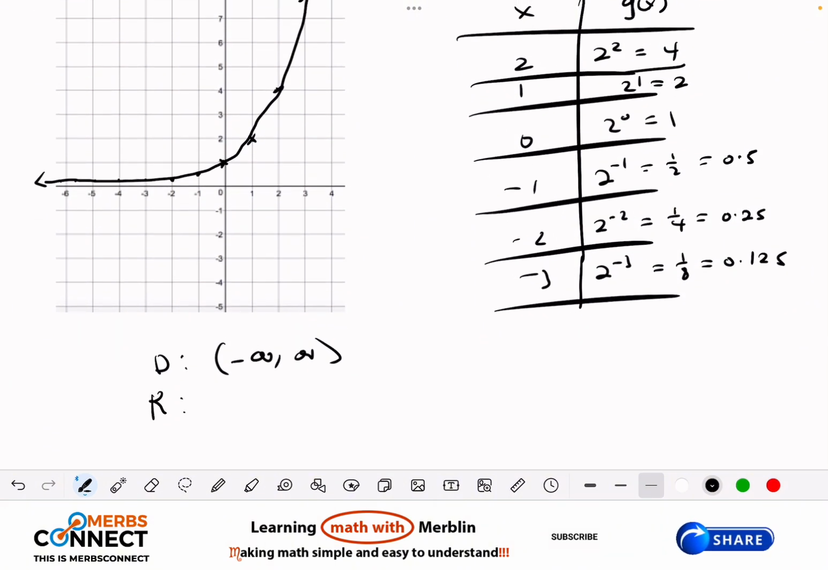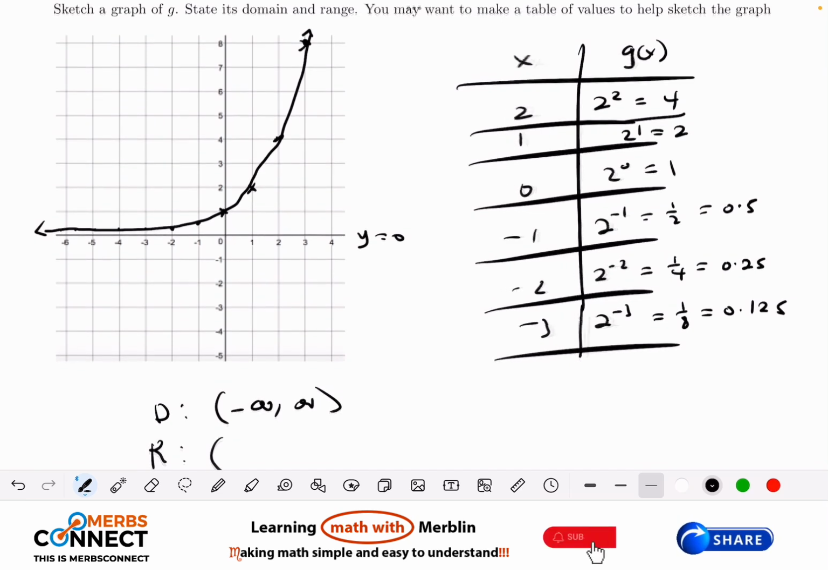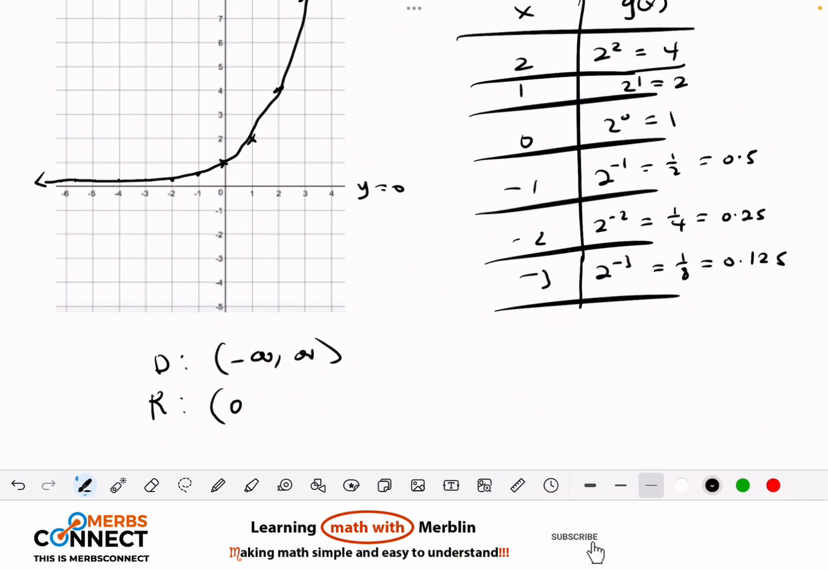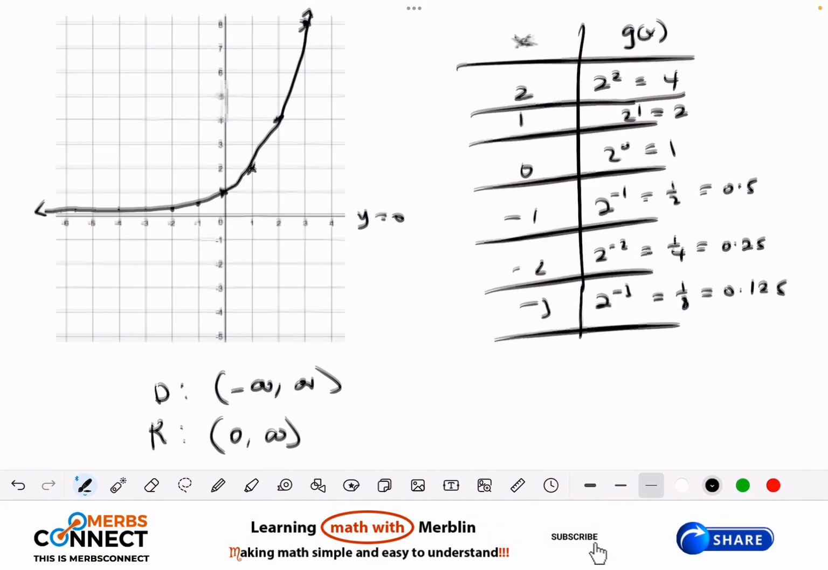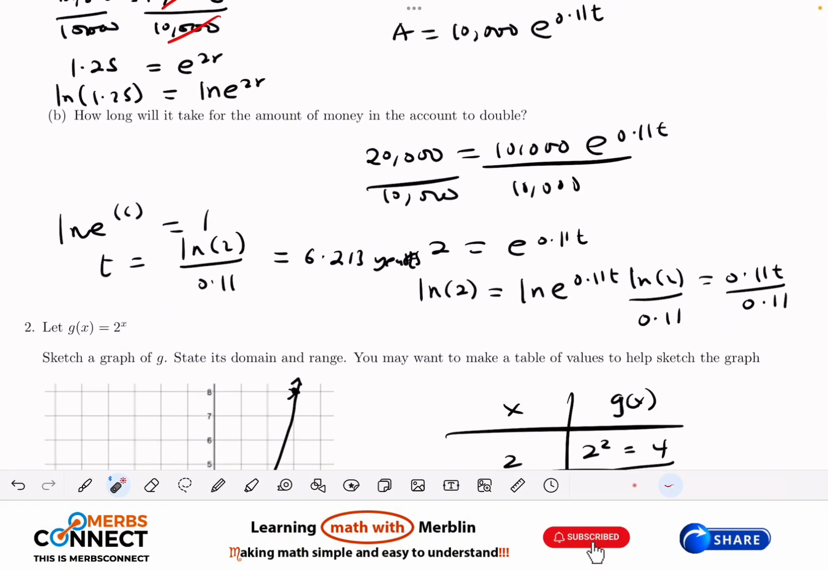But what is the range? The range is on the y-axis, and we see that we never go below the x-axis, and we know that the x-axis is when y is equal to 0. So it means that here we are approaching 0. So the range will be starting from 0 up to positive infinity. So from 0, then we move up, right? We are getting close to 0, but we are not at 0, and we move up like this. So the range is 0 to positive infinity, and the domain is negative infinity to positive infinity. So that will be the answer.